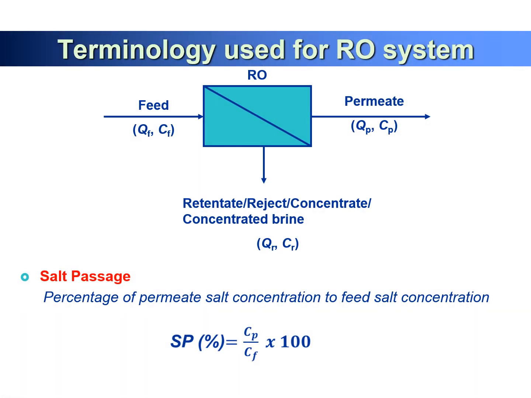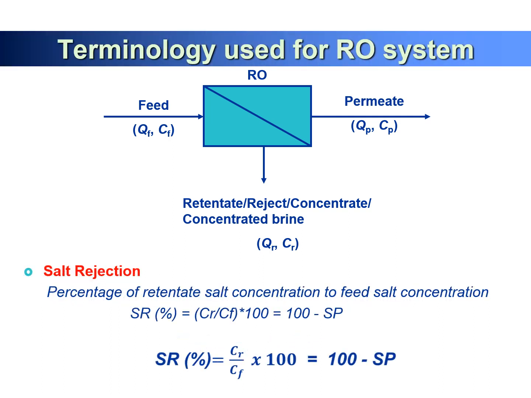Also, salt passage is the percentage of permeate salt concentration to feed salt concentration. So SP is CP, permeate concentration, over CF times 100%. So how much salt can pass through your membrane. And salt rejection is the percentage of the retentate salt concentration to feed salt concentration. So SR is CR over CF times 100, and 100 minus salt passage is the same function as salt rejection.